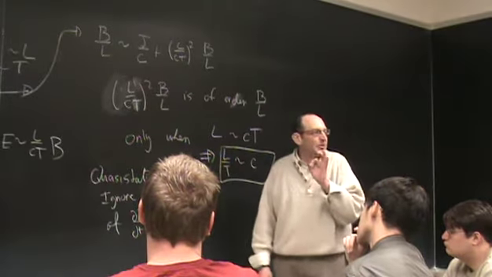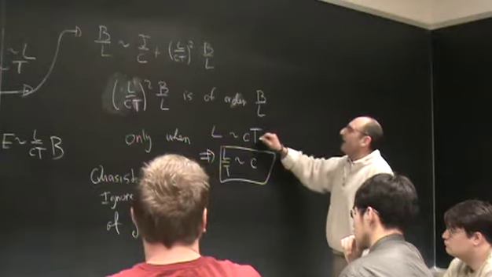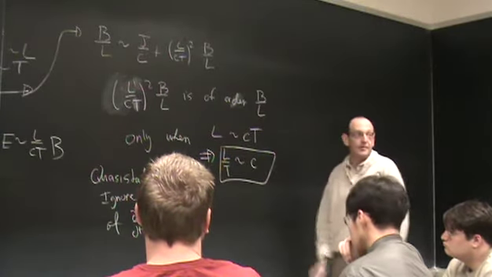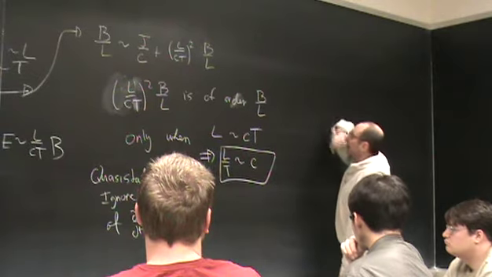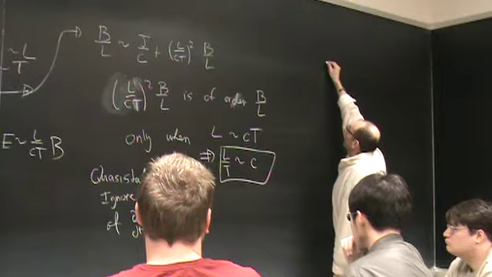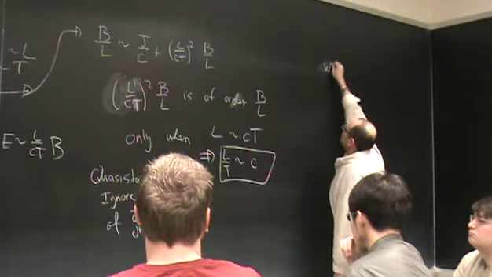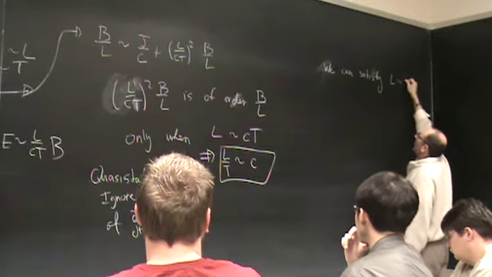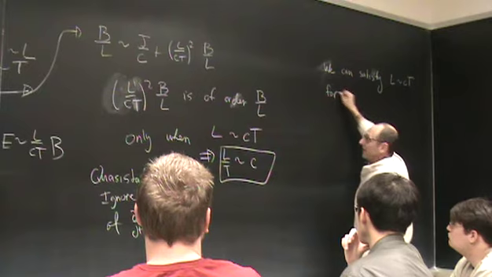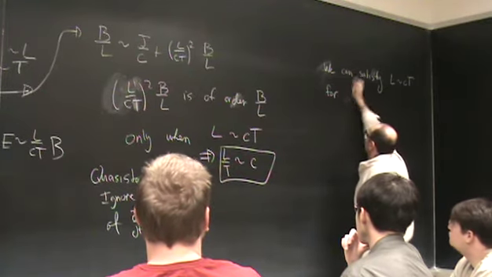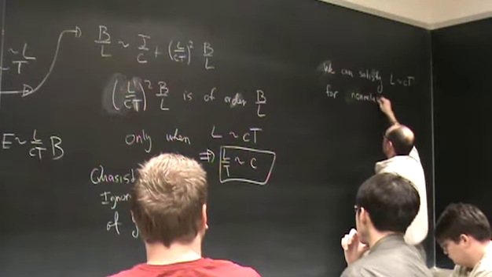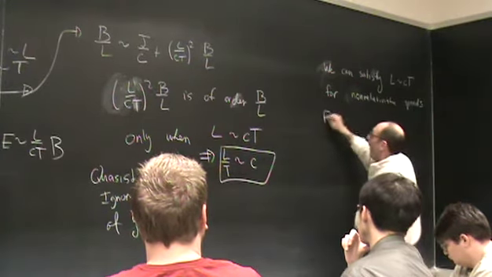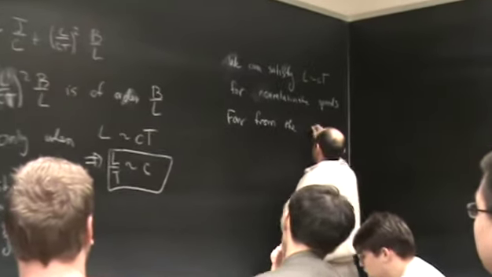Now that's not exactly true, as we know, because even if this speed is small compared to the speed of light, there's another condition where we can satisfy L on the order of CT for non-relativistic speeds: far from the distribution.